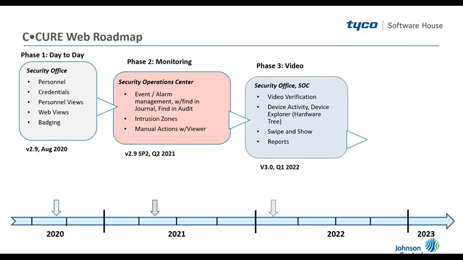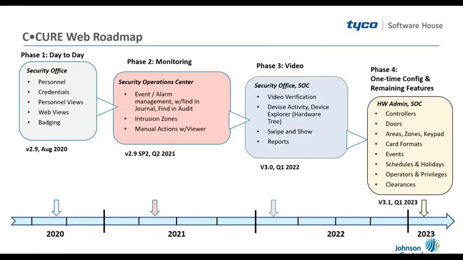For 3.0, which we are targeting for Q1 of 2022, that is going to be heavily focused on the video side. So your security ops center, swipe and show, and things like that. And again, these are roadmap items, so any of these listed items are subject to change as the team dives in and builds this out.